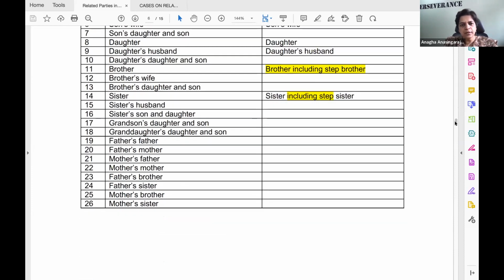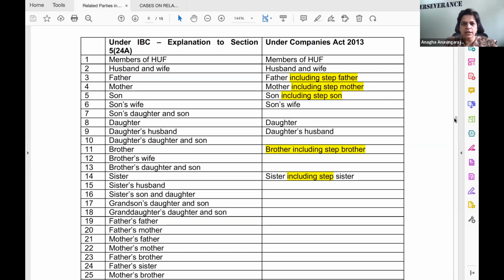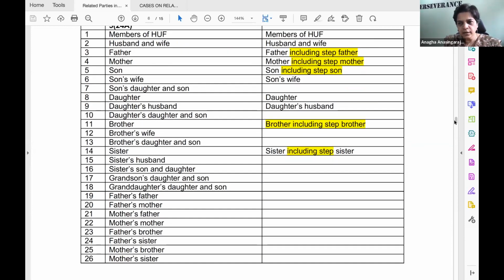Then the sister's husband, sister's son and daughter, grandson's daughter and son, granddaughter's daughter and son, father's father, father's mother, mother's father, mother's mother, father's brother, father's sister. So all the extended relations that we have, even those relations are covered under the definition as we can see under the IBC. Whereas all of these are now excluded from the definition under the Companies Act. So the definition under the IBC is definitely much wider.